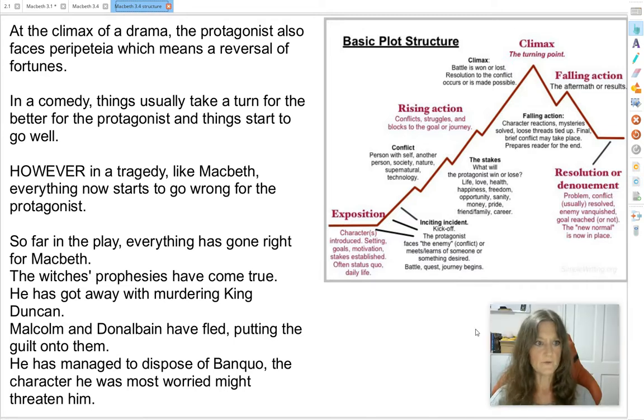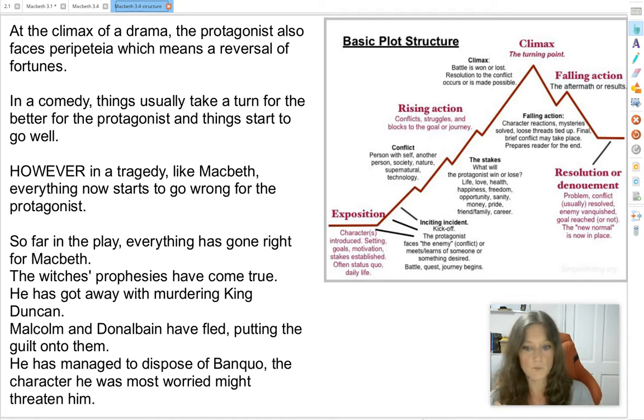Okay, so the final little piece of vocab which I mentioned is peripeteia. Peripeteia, again, another Greek word from Aristotle's Poetics. And what peripeteia means is a reversal of fortunes. So far, Macbeth's been enjoying everything and everything has been going right for him.